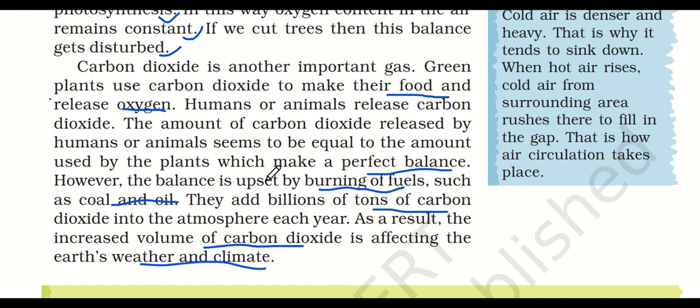Why it gets upset, he gave the points next, see. This is useful for sentence formation in a paragraph. They add billions of tons of carbon dioxide into the atmosphere each year. As a result, the increased volume of carbon dioxide is affecting Earth's weather and climate.